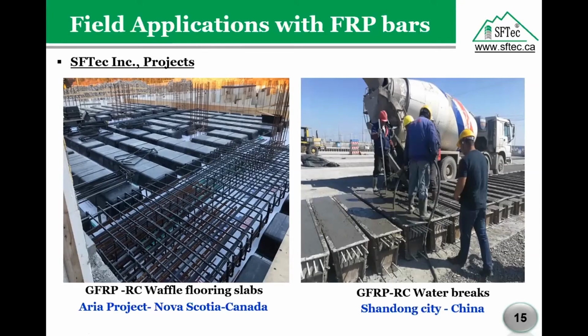We are using FRB bars in bridge deck slabs or any other structural elements because we have a corrosion problem. In bridges, we have a global phenomenon here in Canada called bridge deck deterioration, which occurs due to the excessive use of icing salt and the freezing cycles.